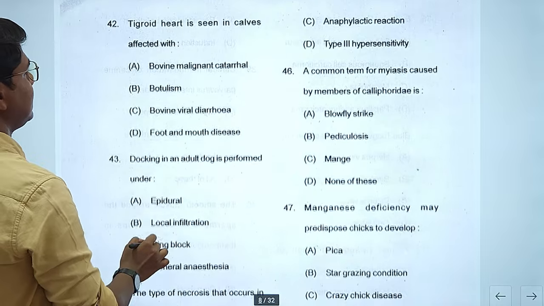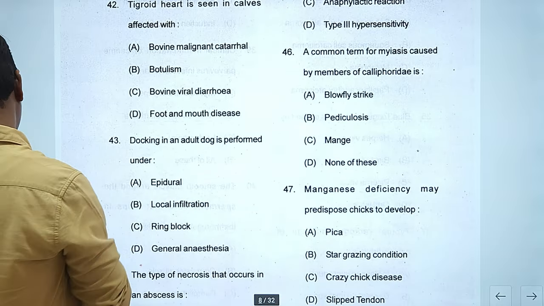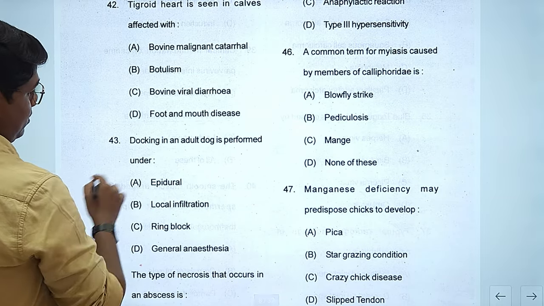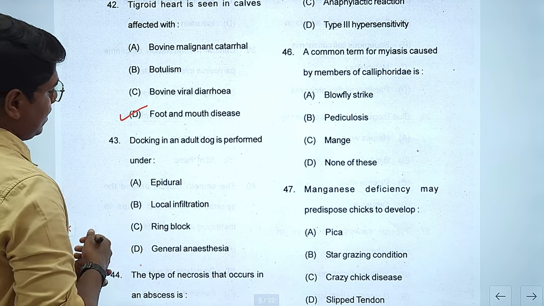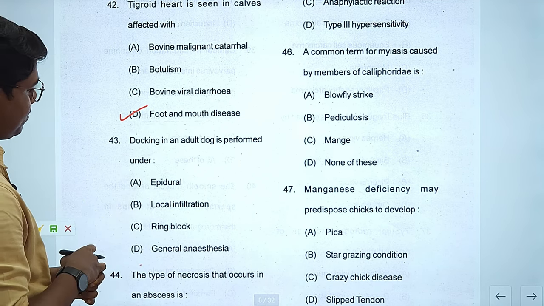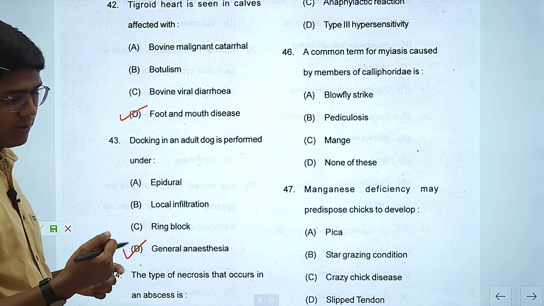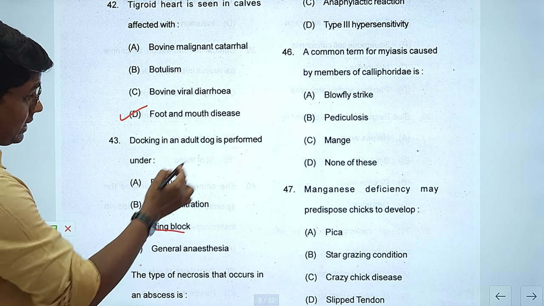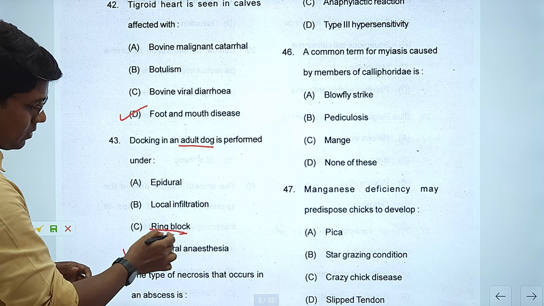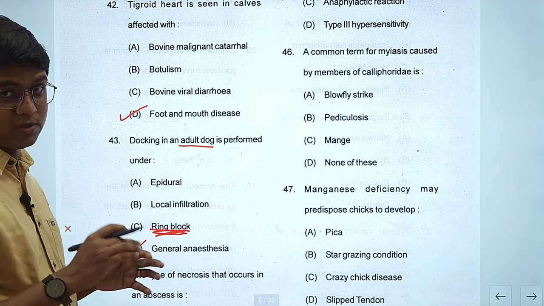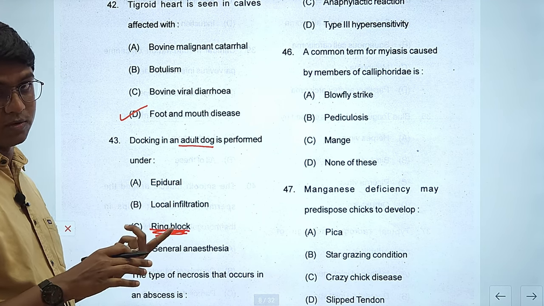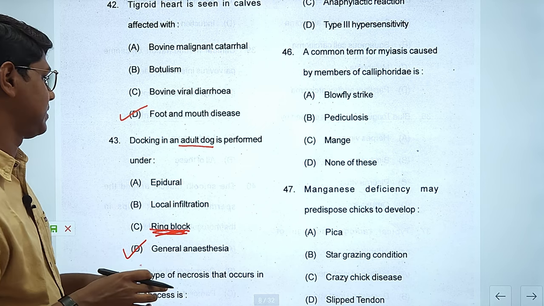Tigroid heart is seen in calves, a very common and pathognomonic question. It is FMD. Docking in an adult dog is performed under general anesthesia. In the answer key provided by OPSC, it is ring block, but in an adult dog it is never done with a local anesthetic like a ring block. It is done under general anesthesia.